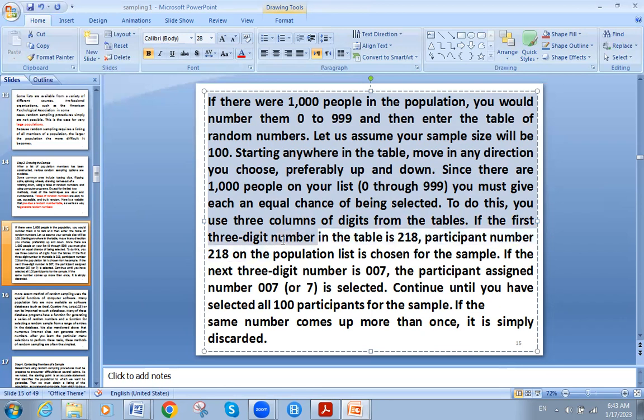If the first 3-digit number in the table is 218, the participant numbered 218 on the population list is chosen for the sample. If the next 3 digits are 007, the participant assigned number 007, or 7, is selected. Continue until you have selected 100 participants for the sample. If the same number comes up more than once, it is simply discarded.